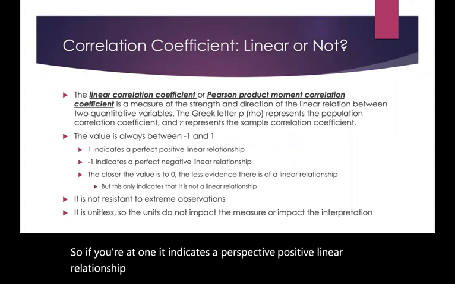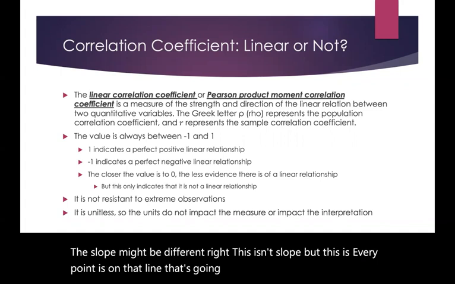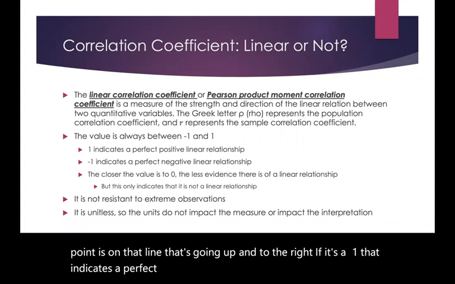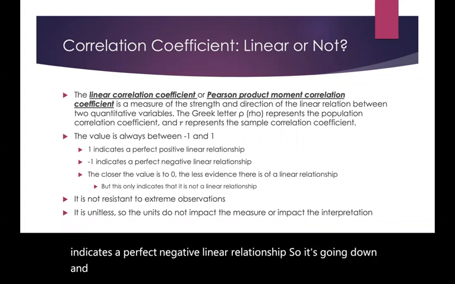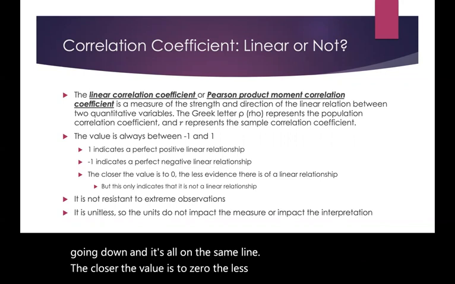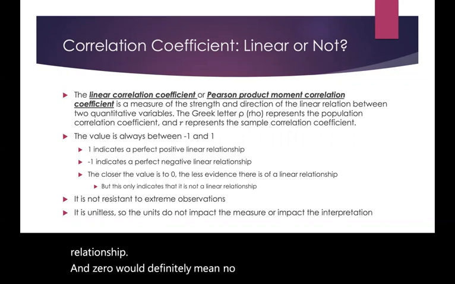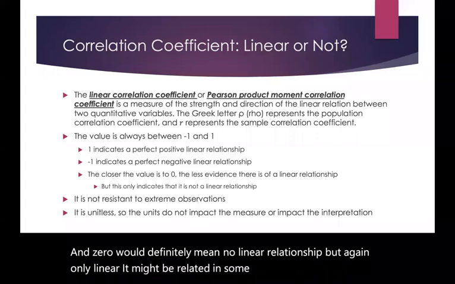So that they're perfectly matched and increasing together. The slope might be different, right? This isn't slope, but every point is on that line that's going up and to the right. If it's -1, that indicates a perfect negative linear relationship. So it's going down and it's all on the same line. Now, the closer the value is to 0, the less evidence there is of a linear relationship. And 0 would definitely mean no linear relationship. But again, only linear. It might be related in some other way, so you always need to look at the graph.